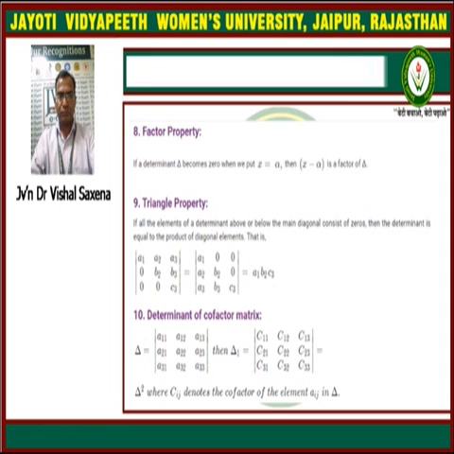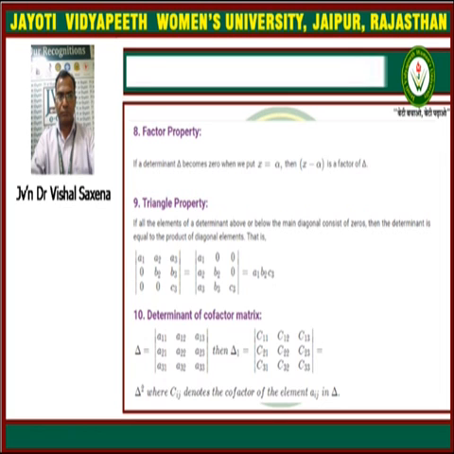Number 9 property is the triangle property. If all the elements of a determinant above or below the main diagonal consist of zeros, then the determinant is equal to the product of diagonal elements.